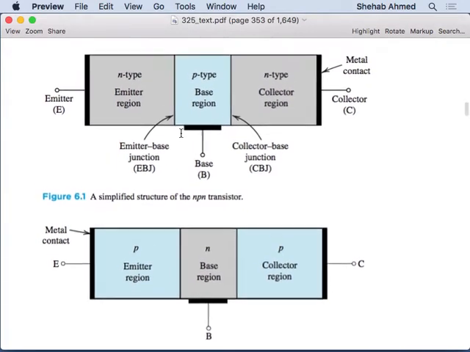When will this device be operating as a switch, and when will it be operating as an amplifier? In the MOSFET, the device was operating as an amplifier in a region called the saturation region. So we had the saturation region in the MOSFET, and then we had cutoff, and we had the triode region. Right. So these were the three regions of operation of the MOSFET.